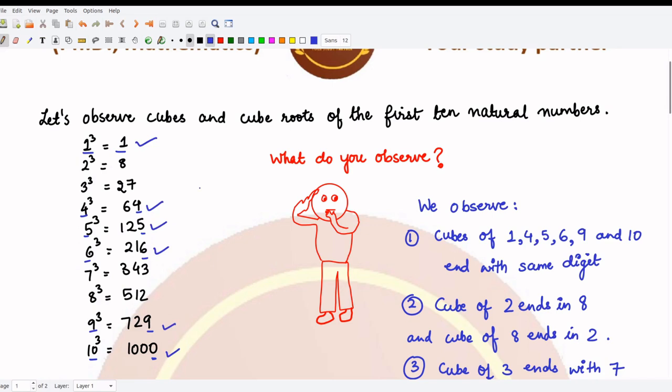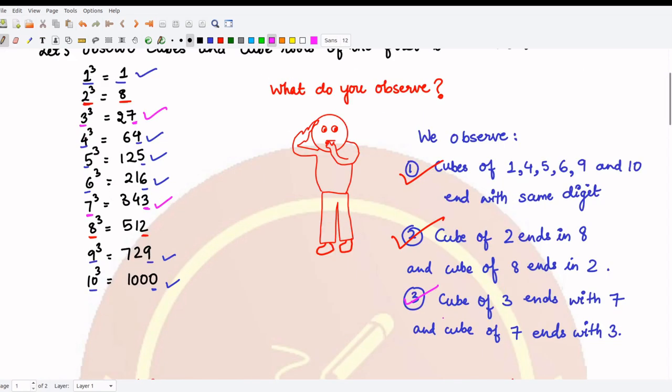However, you can also notice that the cube of 2 ends with 8 and the cube of 8 ends with 2. So you see we have the cube of 2 ends in 8 and the cube of 8 ends in 2, right? Similarly, for the other case, we have the cube of 3 ending in 7 and the cube of 7 ending in 3. So with these observations in mind, you can have these as the rules, right?